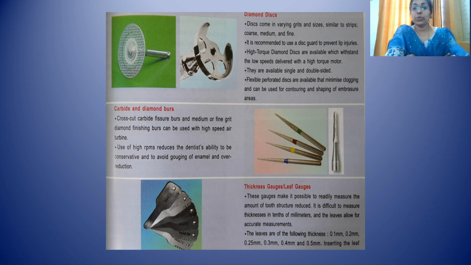Okay, the next one is leaf gauges. So leaf gauges are used to measure the amount of tooth structure removed. Okay, so it's very difficult to measure the thickness that we have reduced, that is, the proximal stripping that we've done. We cannot measure it in millimeters. So these gauges will help to measure the amount of tooth material that has been removed. And they are available in different sizes, that is 0.1 mm, 0.2 mm, 0.25 mm, 0.3 mm, 0.4 mm, and 0.5 mm.